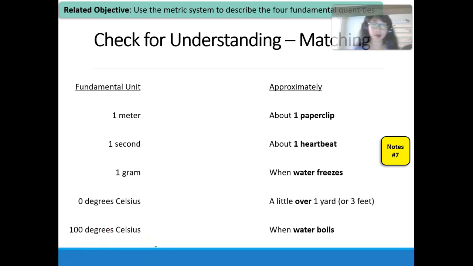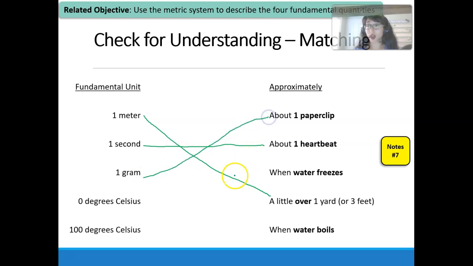All right, so let's go ahead and match these up. 1 meter is a little over 1 yard. Remember, we talked about meter sticks versus yard sticks, or approximately 3 feet. 1 second is the length it takes for your heart to beat once, so about 1 heartbeat. And 1 gram is the mass of approximately 1 paperclip. Okay, 0 degrees Celsius, remember that's the cold temperature, so that is when water actually freezes. And 100 degrees Celsius, that is when water actually boils.